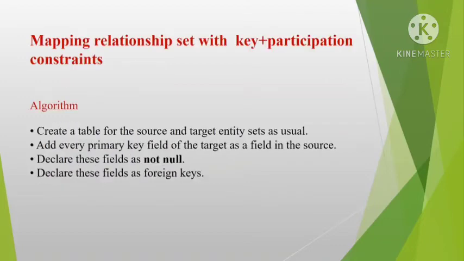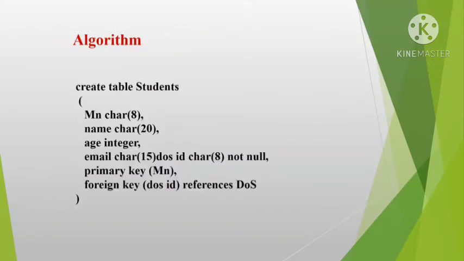Mapping relationship set with key constraints and participation constraints. Algorithm: create a table for the source and target entity set, and add a primary key field of the target as a field in the source. Declare these fields as not null, then declare these fields as foreign keys. And this is the algorithm.